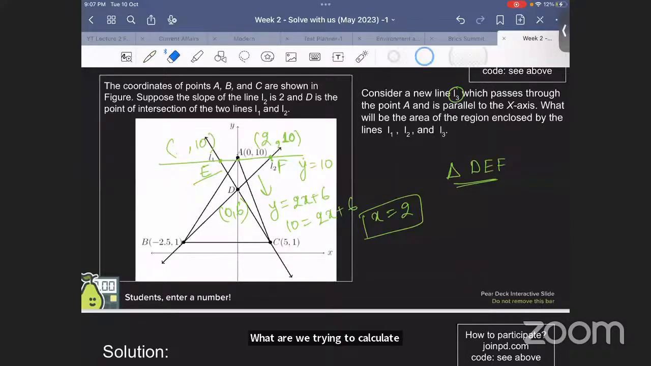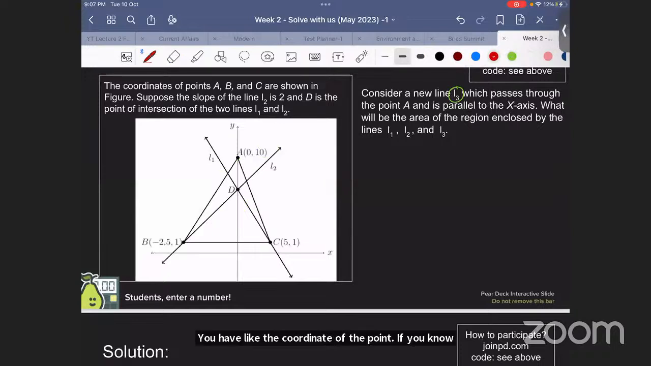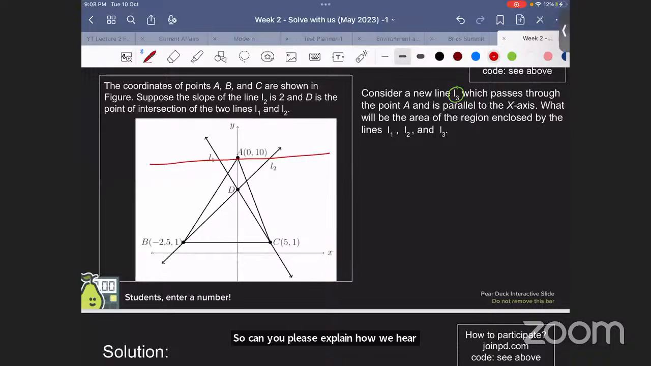Okay, I'll just explain it again. I'll just delete it again. Just try to understand this. Okay, I'll use this color. So basically here it's saying that a line L3 which is passing through A and parallel to the x-axis. So that should be something like this, correct?